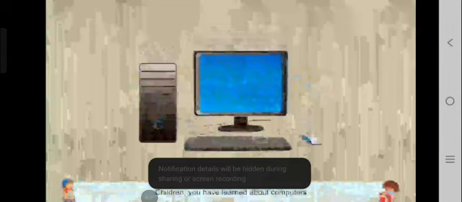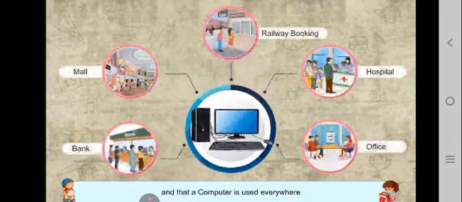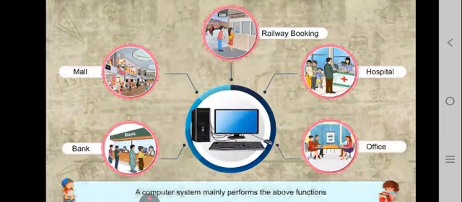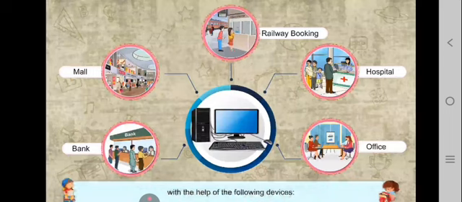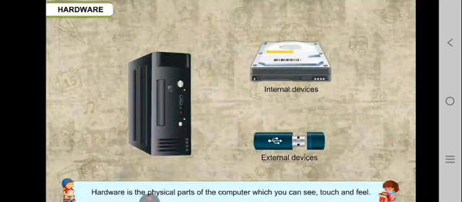Children, you have learnt about computers and how computers are helping you in different ways. You know that a computer is your friend. You have also learned various uses of the computer system and that a computer is used everywhere and no place is left without the use of the computer. A computer system mainly performs the above functions with the help of the following devices.